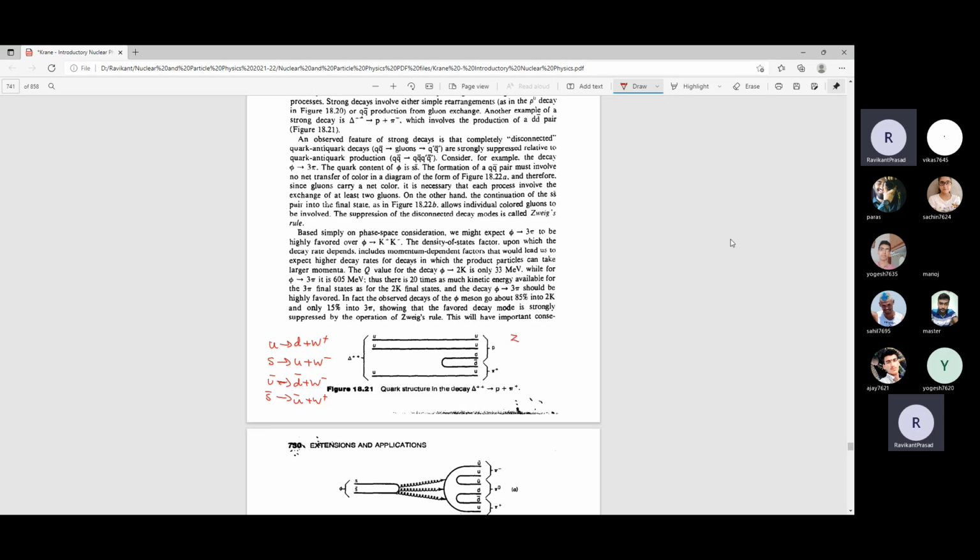And the third one, which is Z, we will write the reaction for first. S becomes D when it is emitting a Z. So Z boson. And Z boson can become U plus U bar. It can become D plus D bar. Sorry, D bar. It can become S plus S bar.